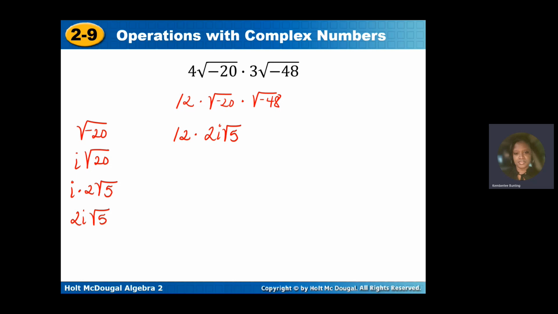So far, so good? So now I need to do the same thing to the square root of negative 48, right? Let me come over here. Square root of negative 48. Just break it up into pieces, right? And bring that I out. So that's I root 48, right? What do you think you should do now?